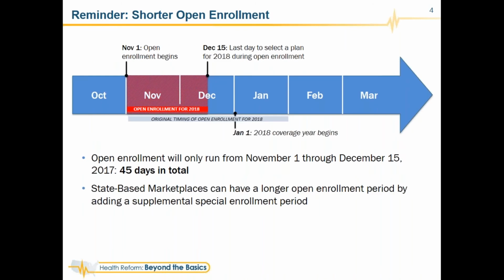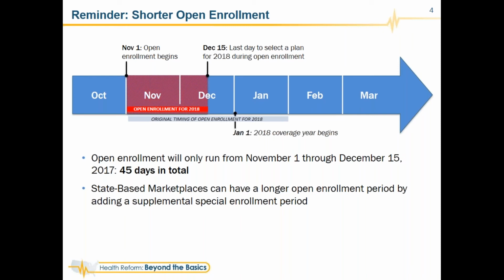One change that does impact SEPs is the shorter open enrollment period for 2018 coverage. Open enrollment this year is only going to run from November 1st through December 15th, 2017. So that's a total of 45 days. This is half the time open enrollment was supposed to run, and it's really going to crunch things for you. We're going to go into this, but SEPs are going to be a lot harder for people to access, and many SEPs will require some sort of prior coverage in order to be eligible for the SEP. So getting people insured during open enrollment is going to be incredibly important.